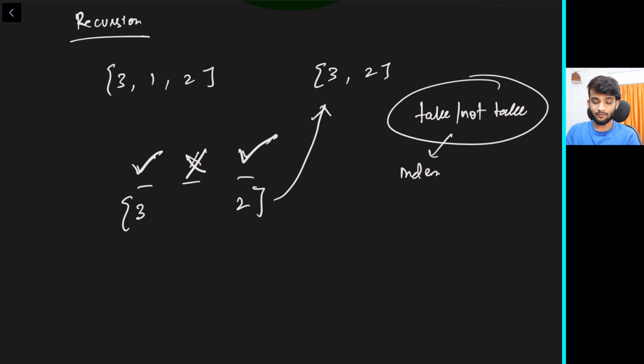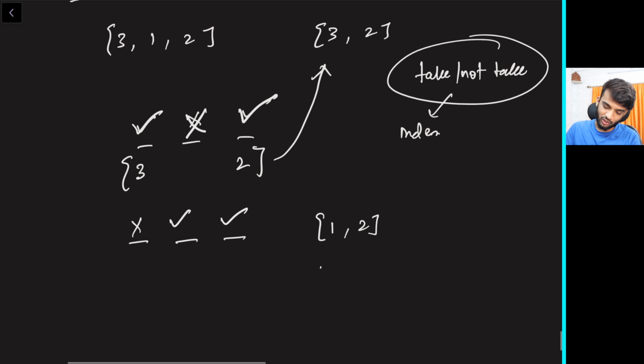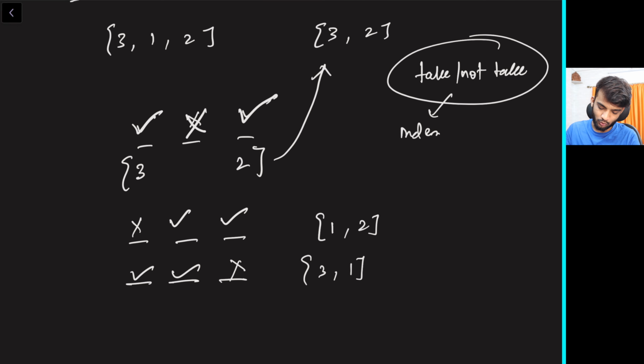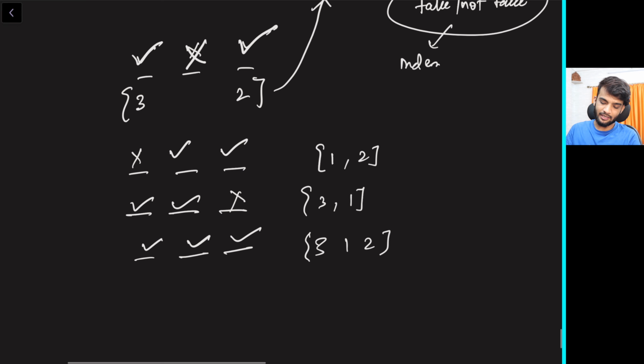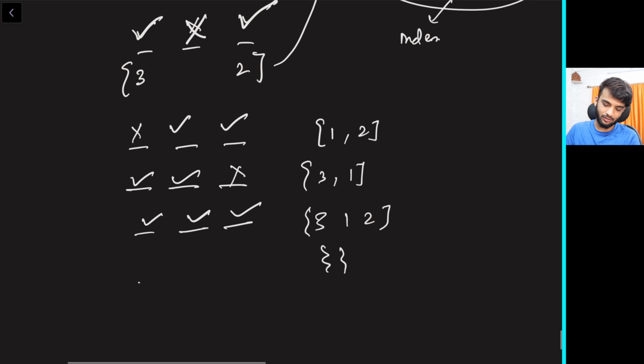So that's the pattern. For example, how will you get this 1 comma 2 subsequence? Again, very simple. Not take, take, and take. If I ask you how will you get 3 comma 1? Again, very simple. Take, take, not take. If I ask you how will you get 3, 1, 2? Very simple. Take, take, take. If I ask you how will you get null? Not take, not take, not take.